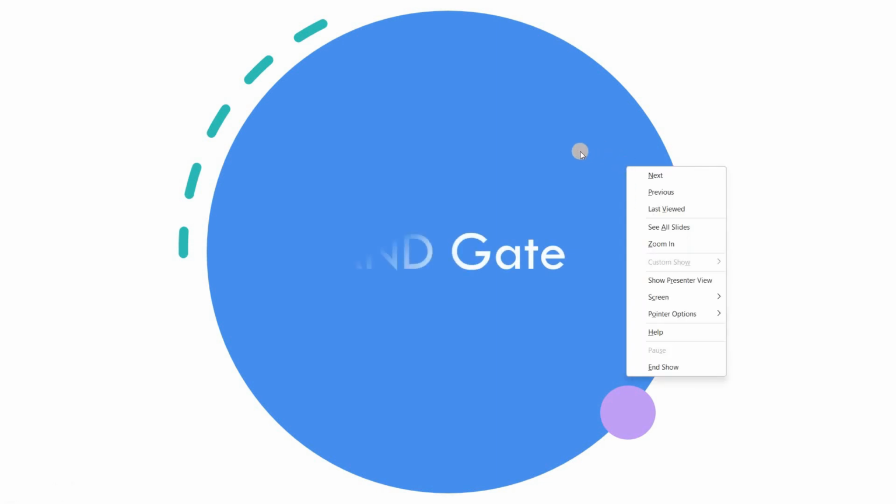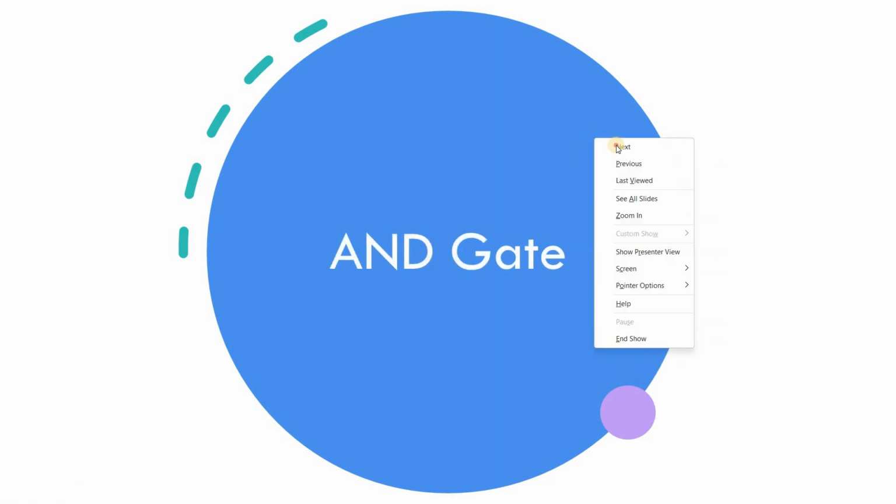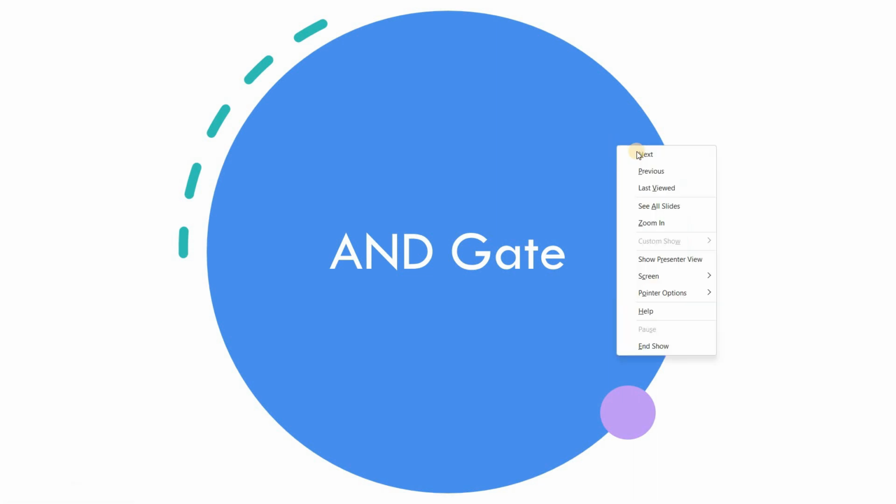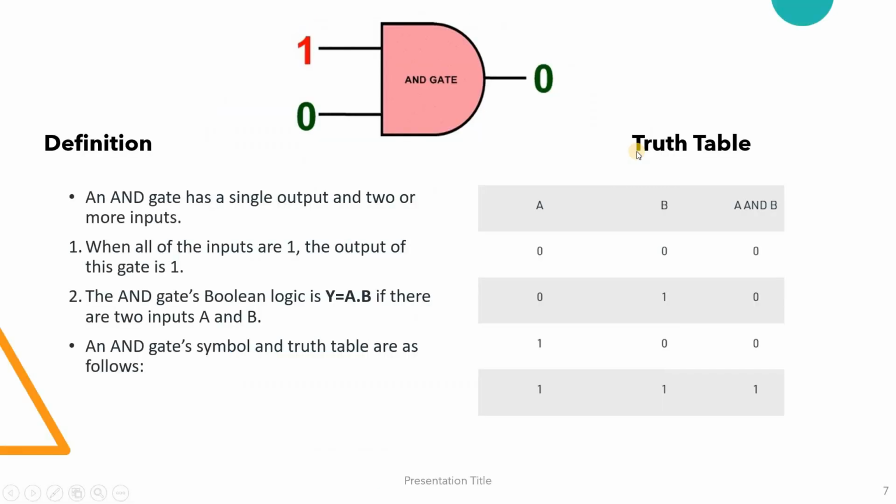Let me move to another gate, which is the AND gate. Before we move to the definition, this is the symbol we use to indicate the AND gate. Here, I'm taking two random inputs. I'm taking 0, 0, getting 0. 0, 1, getting 0. 1, 1, only then we get 1. 1, 0 also, we get 0.